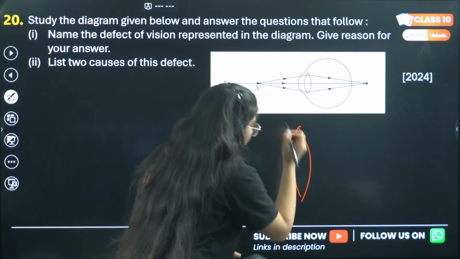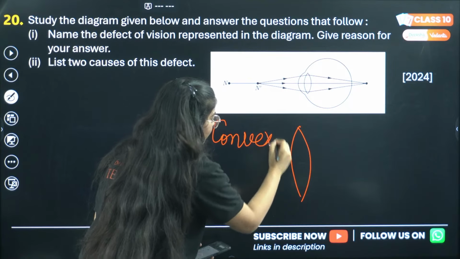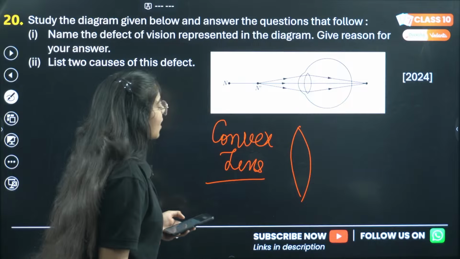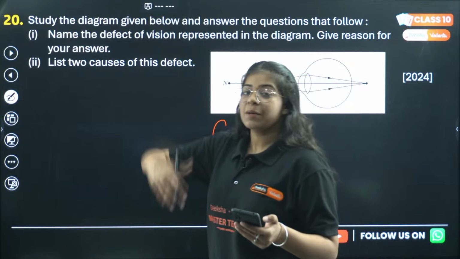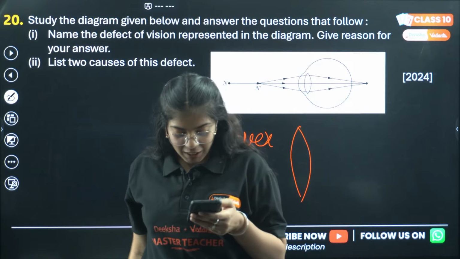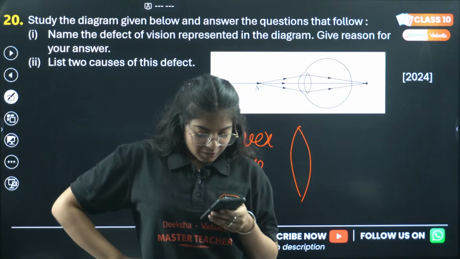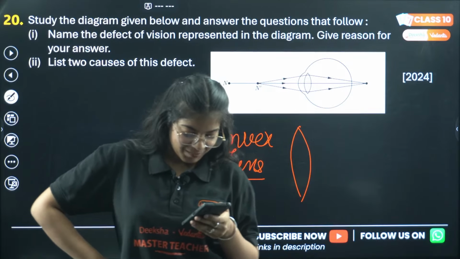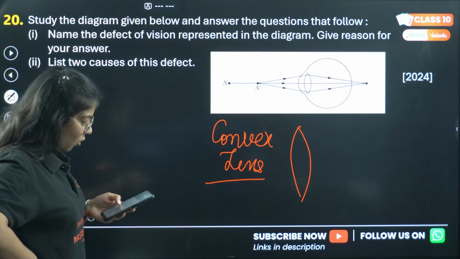Okay. This is the lens we are using. Which lens is this? This lens is a convex lens. Correct? You should know at least this one. Now tell me, in which defect do we use a convex lens? In myopia or hypermetropia? It was Trev, not Rohit. Okay, sorry, Trev. Convex lens, correct. Trev is correct. It's a convex lens.